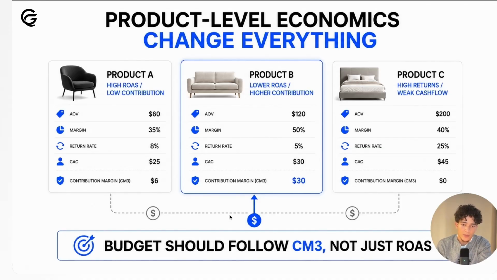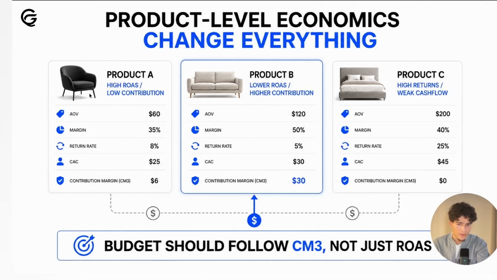product can have a low CPA and weak contribution, while on the other hand a product can have a higher CPA but a much stronger contribution. And so the problem is that Meta pushes spend towards the easier product because you obviously get better results from it, but it doesn't care about the finances of your business. Your store may need spend pushed towards the more profitable product. And this is where product level economics become very, very important.